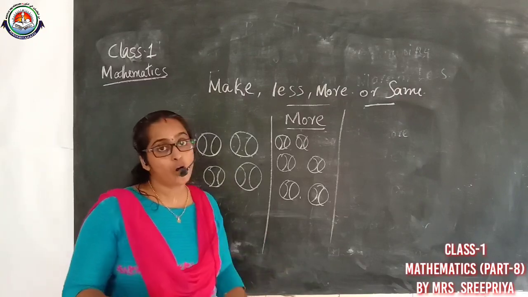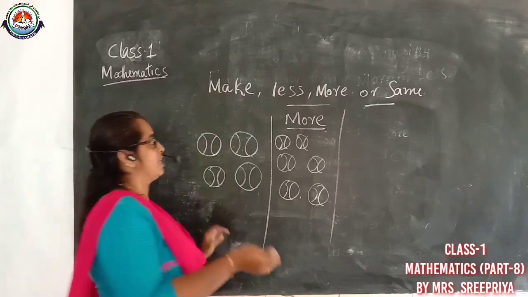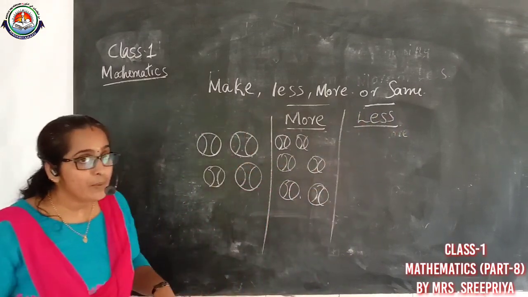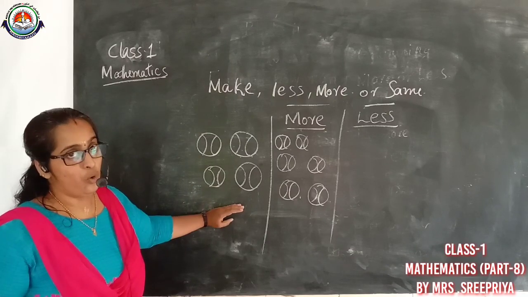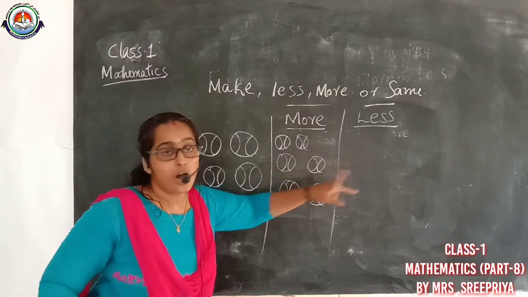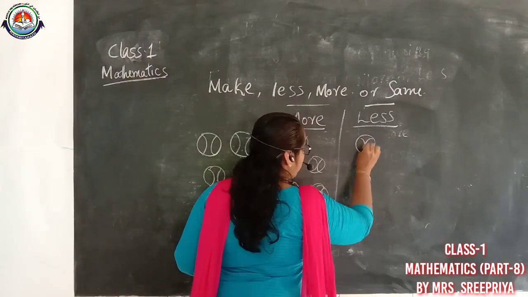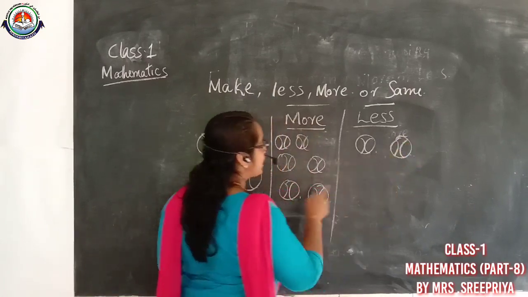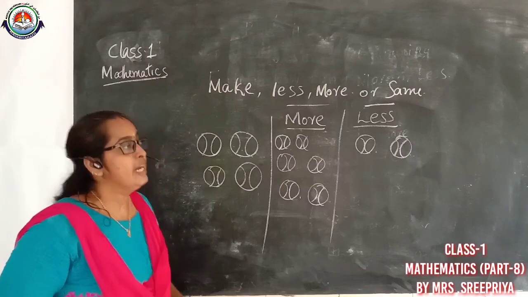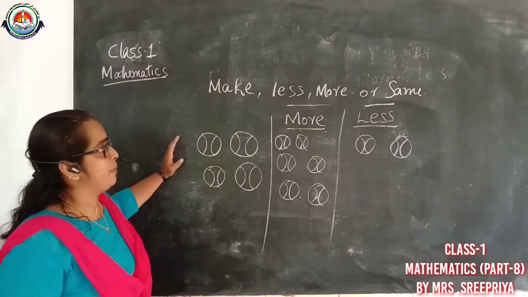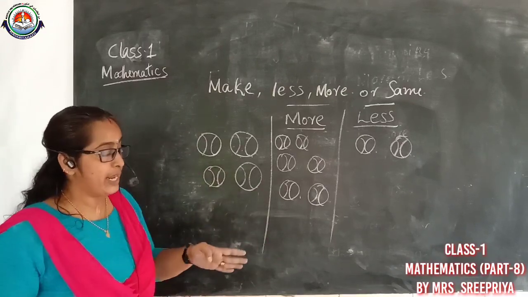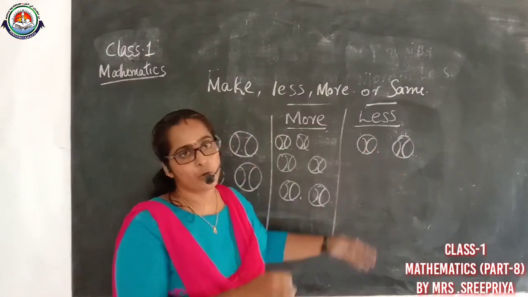Now we need to make it what? Less. We need to make it less. How we can make it less? How many are there? 4. Less means we need to cut. Okay, that means we need to cut and draw. So we need to draw here. How many we will draw here? 1, 2. Is that less or more? Less than 4. Isn't it? So if we need to make more means we need to draw more. And if we need to make less means we need to draw less number only, or we need to cut it.